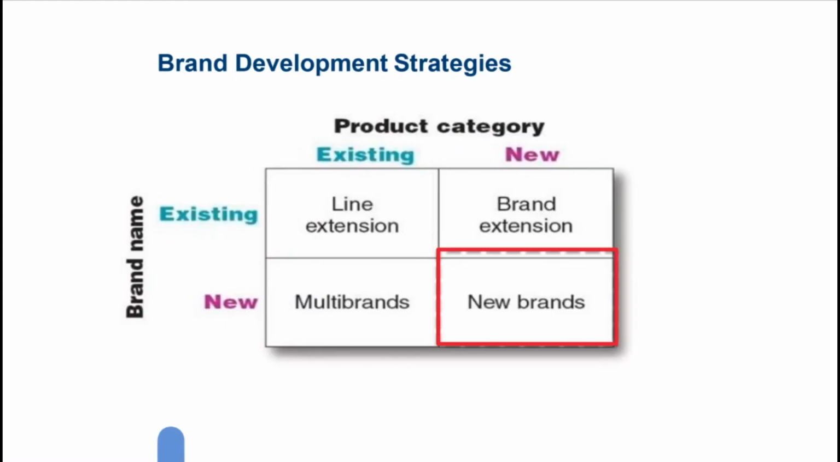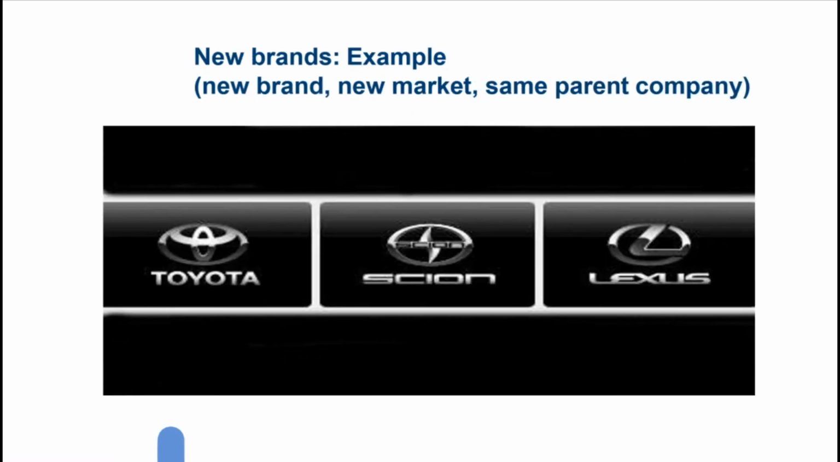Brand development strategy, new brands. A company might believe that the power of its existing brand name is waning, so a new brand name is needed. Or it may create a new brand name when it enters a new product category for which none of its current brand names are appropriate. For example, Toyota created the separate Lexus brand aimed at luxury car customers and the Scion brand targeted toward millennial consumers.